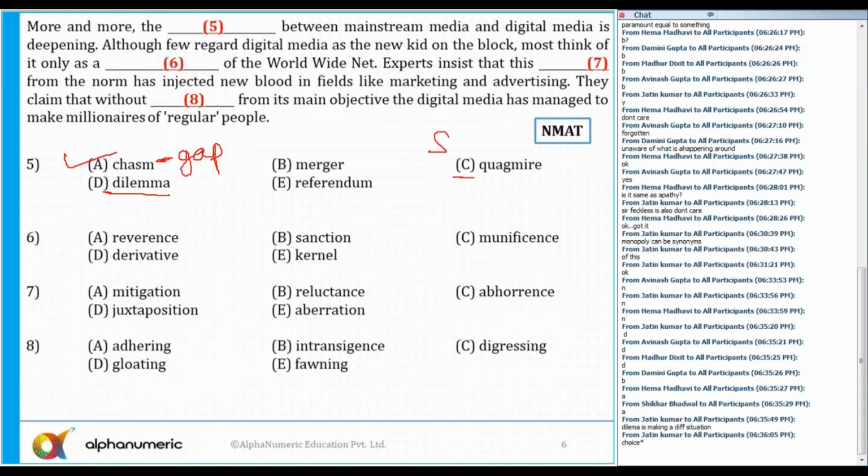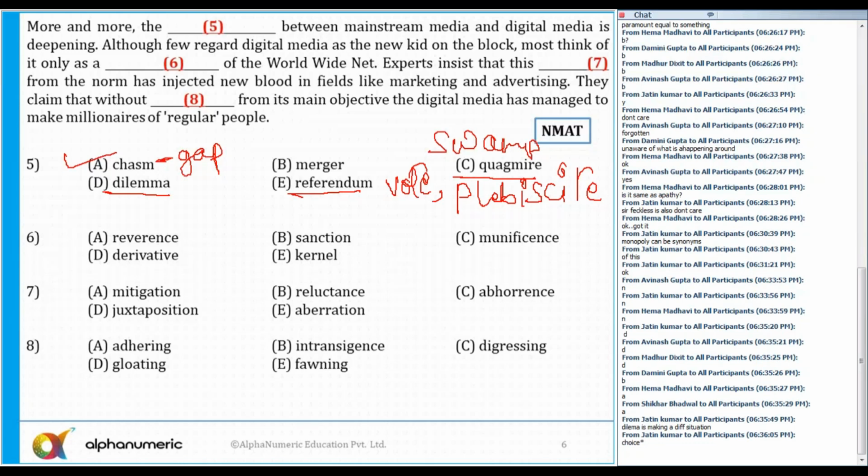Quagmire is a swamp. I think this is a word that we discussed yesterday. Referendum is a vote. It is a vote on a particular issue. It is not like normal elections. If there is a certain issue on which a vote is required, not for the selection of candidate, probably for some other issue, such a vote is called referendum or a plebiscite. Plebiscite or vote can be called referendum.